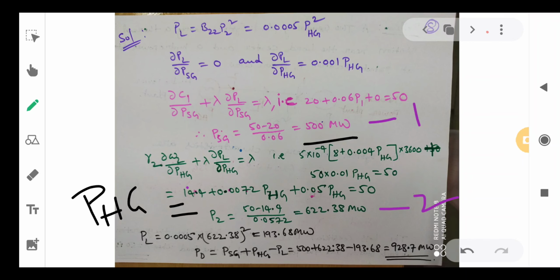Therefore PD, the demand, equal to total generation minus loss. You will get 928.7 megawatts. This is the solution, the final solution of this problem.